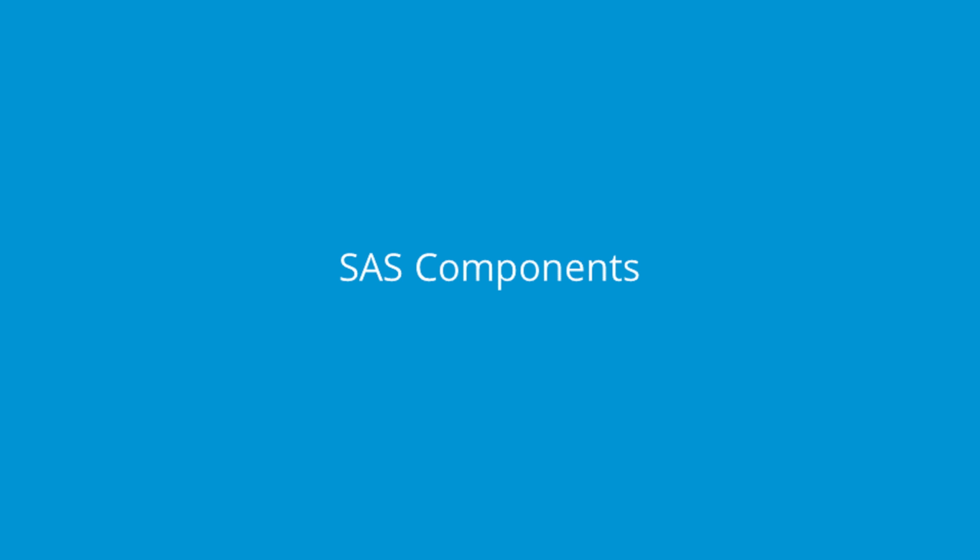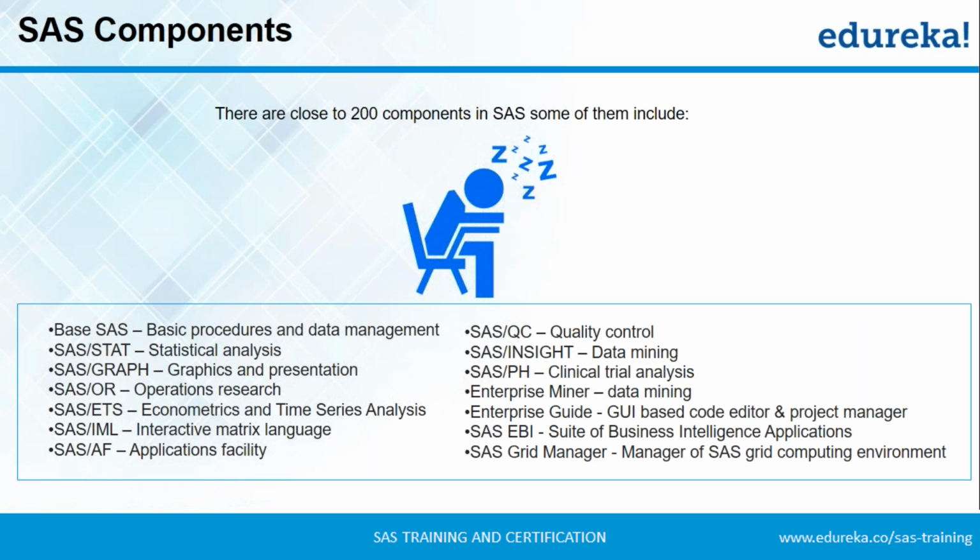Moving on, let's understand the different components of SAS. So SAS can do a lot of things, right? But all these things cannot be integrated into one component. That is why SAS has a lot of components which deal with different kinds of things. Now, there are close to 200 components that SAS has, right?